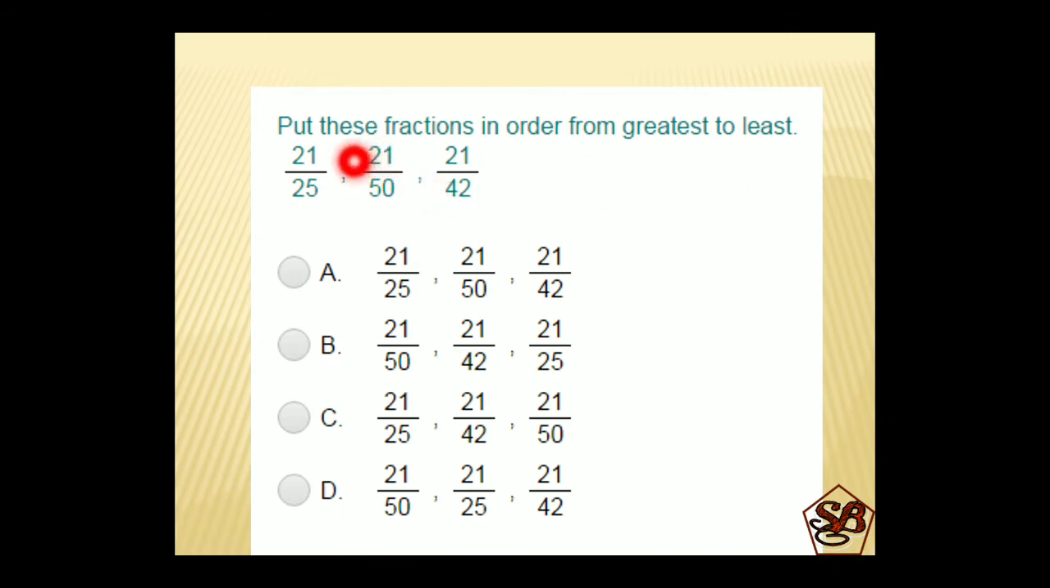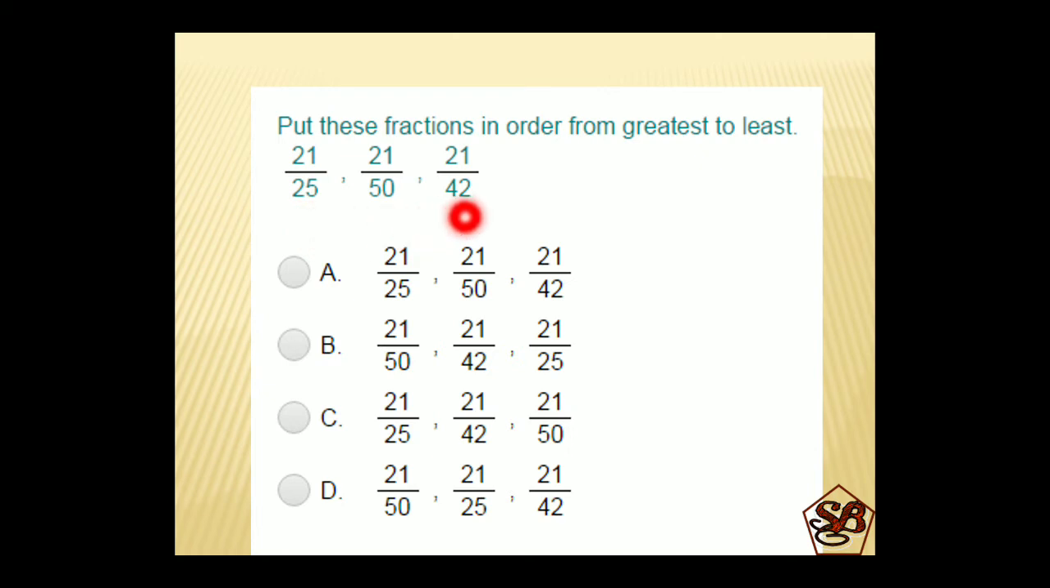Let's check out now. Put these fractions in order from greatest to least. Now we have to arrange 21 by 25, 21 by 50 and 21 by 42 in descending order. That is starting from the greatest to the least one. As explained, when numerators are the same, the smaller the denominator, the greater the fraction. So out of this, the smallest denominator is 25. So this is the biggest fraction.